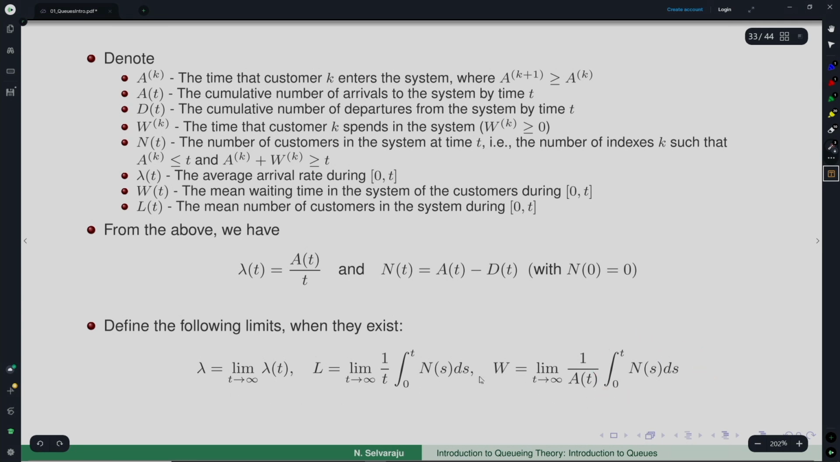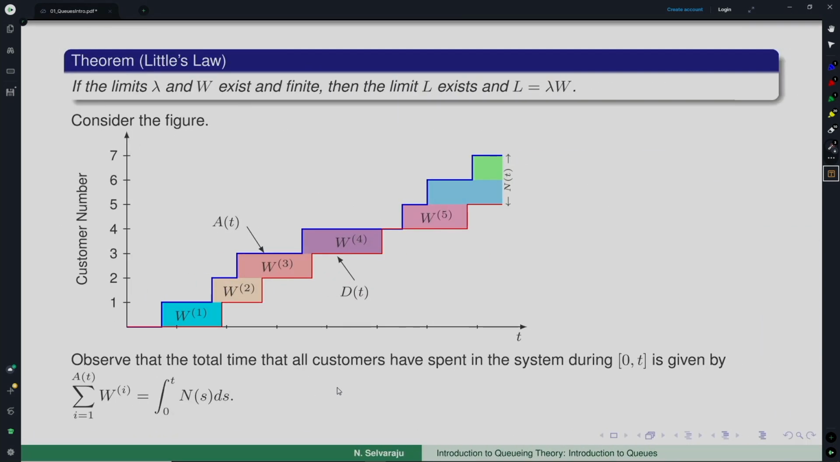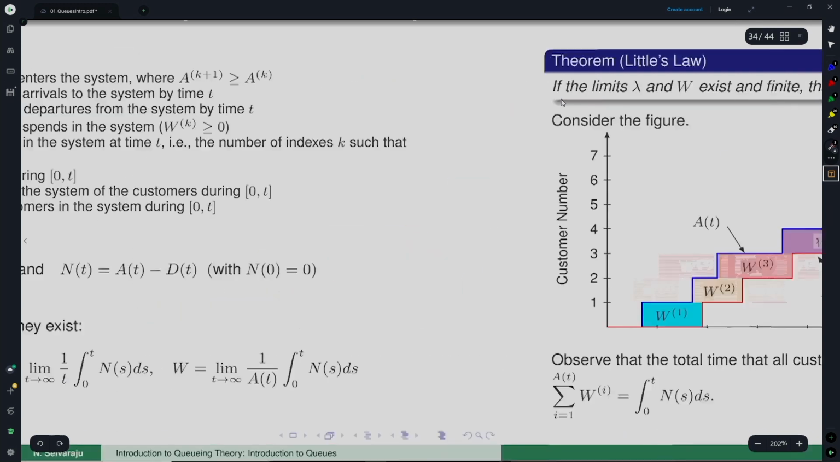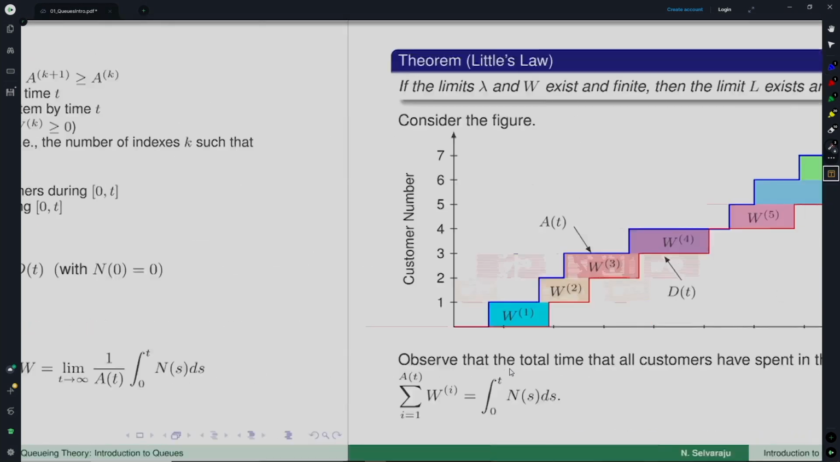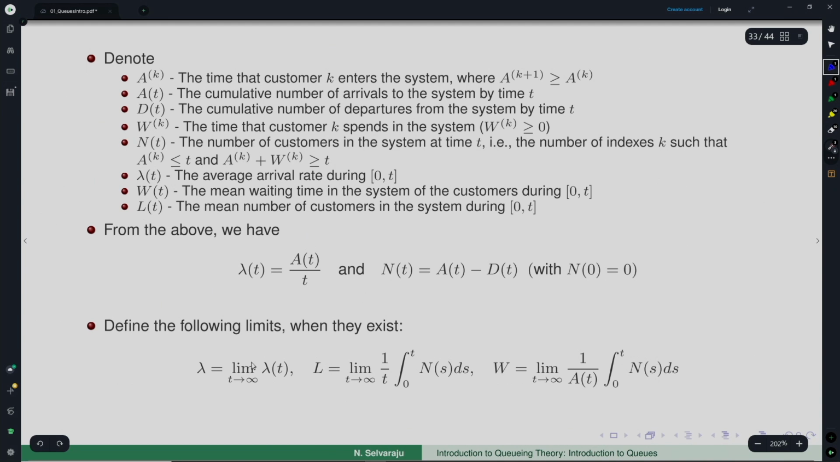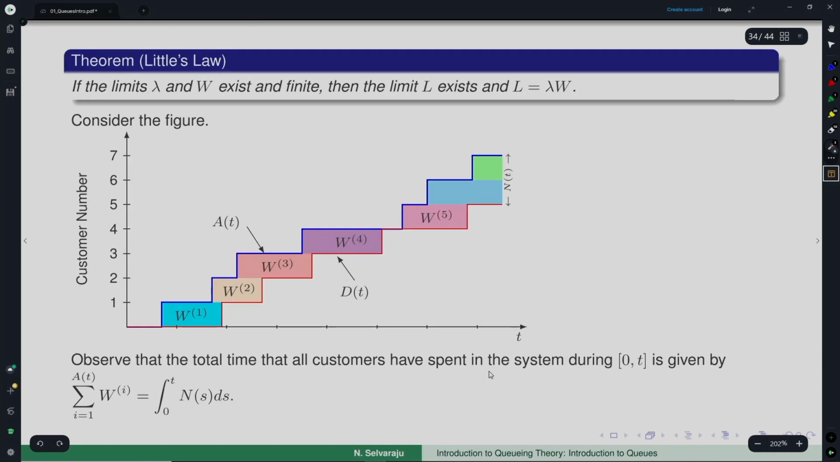So, we are defining these three limits to exist. Now, when this is the case, we can state precisely the theorem, which is basically Little's rule, or Little's formula, Little's law. If the limits lambda and W exist and are finite, then the limit L also exists and L equals lambda W. So, remember L, lambda, W are what we have defined. If the limits lambda and W exist, that means this and this exist, then this limit also exists and this equals the product of these two quantities. That is what this result says.